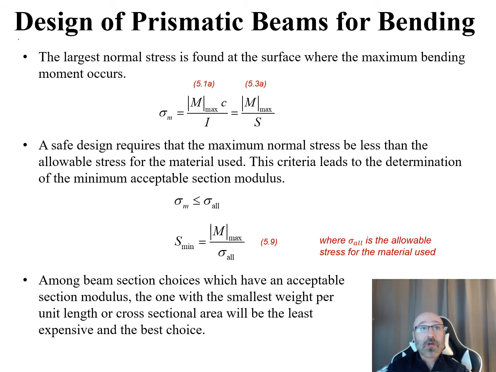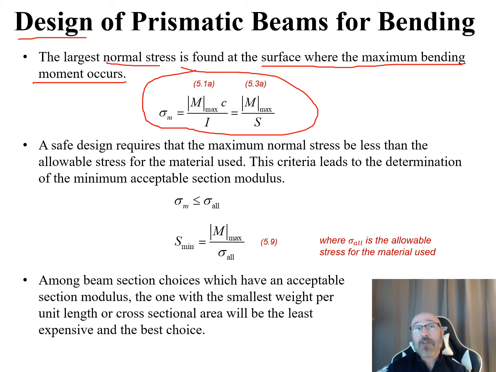So another thing we want to consider when we're talking about the design of these beams is that our largest normal stress is going to be found at the surface where the max bending moment occurs. This relates back to equations 5.1a and 5.3a in your textbook, where the maximum normal stress is equal to the absolute value of our max moment times c, where c is the distance out to the outer surface of the beam you're looking at, divided by your value for I. Now the c over I relationship can be replaced by its inverse, which is equation 5.3a in your textbook.